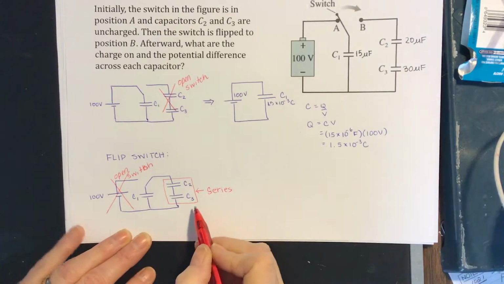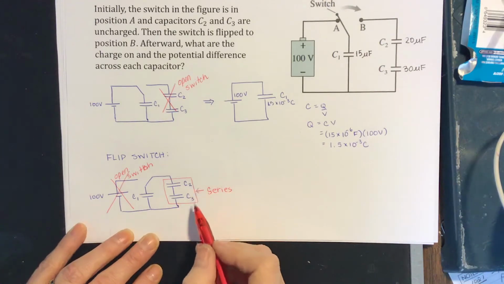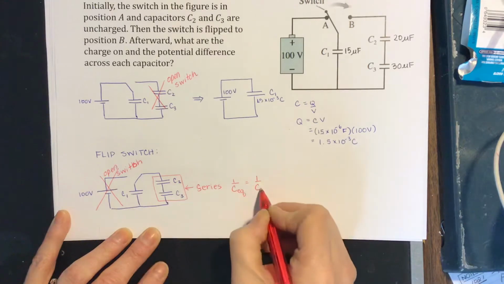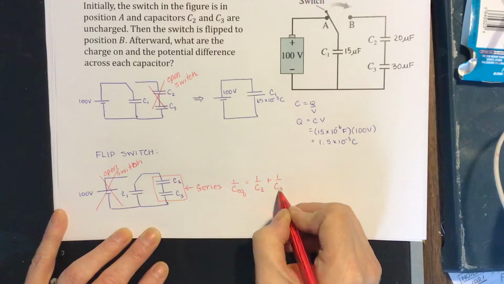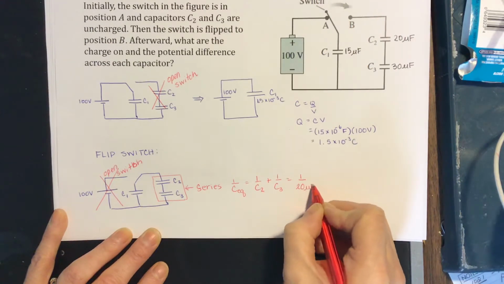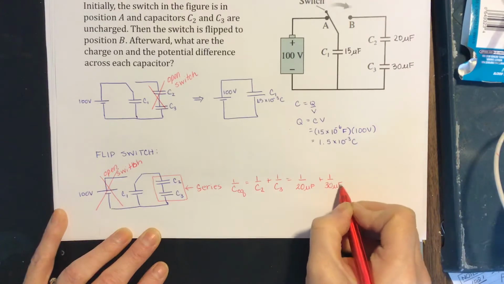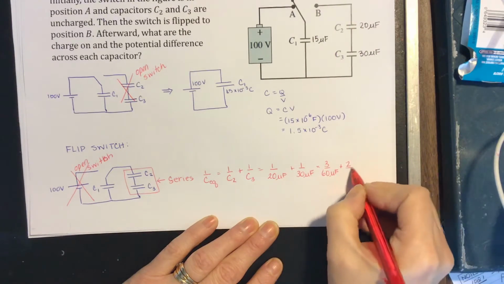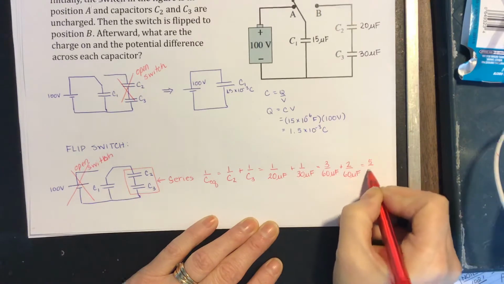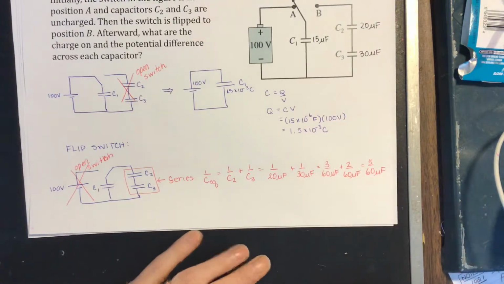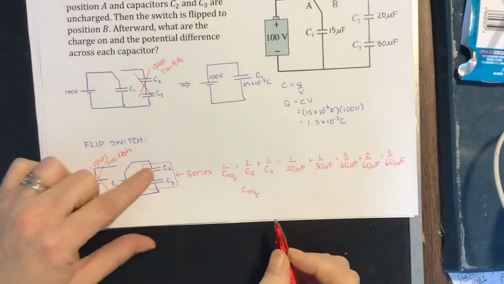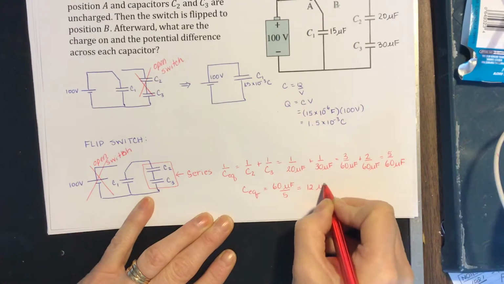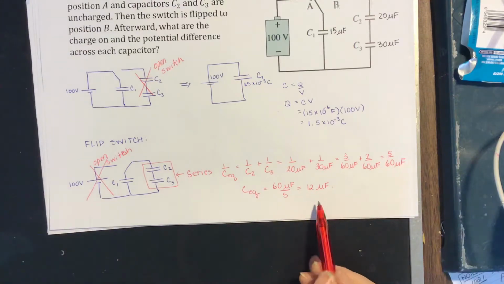So if C2 and 3 are connected in series, we can find an equivalent capacitance of that series connection. When we add capacitors in series, we know we do 1 over C equivalent equals 1 over the first capacitor, C2, plus 1 over the second capacitor, C3, 1 over 20 microfarads plus 1 over 30 microfarads. So 1 over 20 is the same as 3 over 60. 1 over 30 is 2 over 60, gives us 5 over 60 microfarads. Of course, if you wanted to just do that in your calculator, it would be absolutely fine. So our equivalent capacitance then of 2 and 3 combined in series is 60 microfarads divided by 5, or 12 microfarads. Okay, so these two combined have an equivalent capacitance of 12 microfarads.